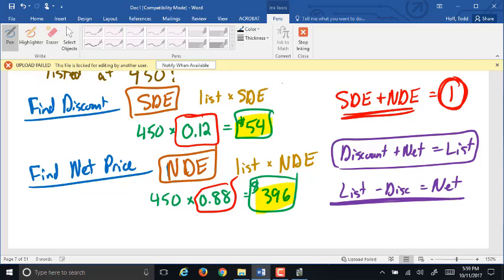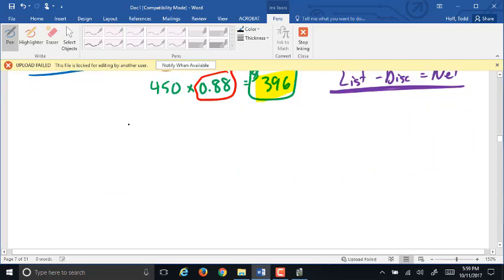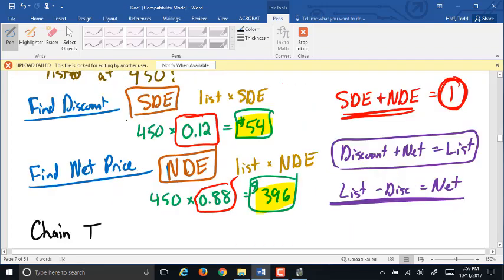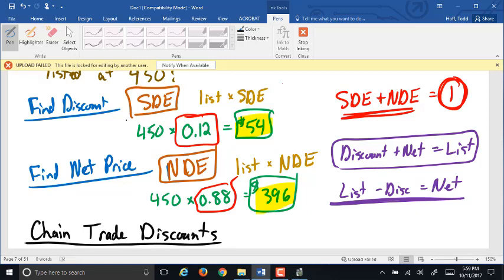Because we don't always deal with single trade discounts. We can have what's called chain trade discounts. Chain trade discounts is where there are actually several discounts built into the trade discount.